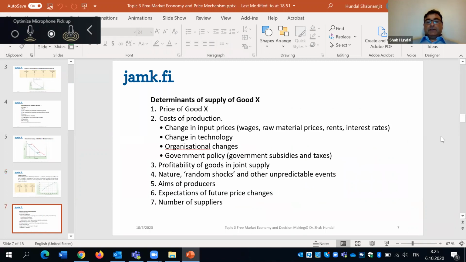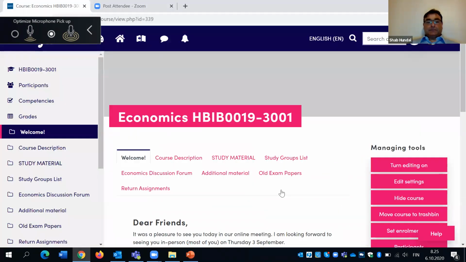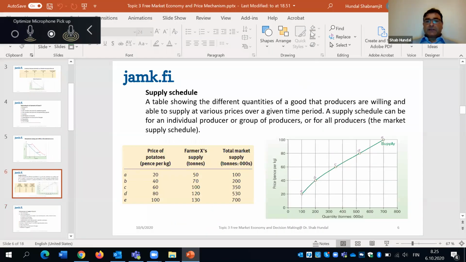We need to know some of the determinants of supply, the factors which have an impact on the supply. Of course, the price of the good is a very important factor. The higher the price, the more the supply. We discussed that. Next, cost of production. When there is a change in the input price, wage, raw material, rent, interest, let me say it clear and loud. When the input becomes expensive, let's talk about the potatoes. When the fertilizers become expensive, I hope I can see it. You can still see it.